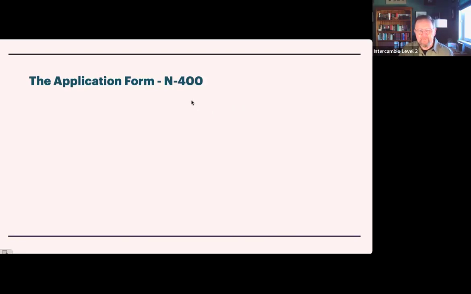The application form is a new form. It was just published the 1st of April, 2024. The old form had 20 pages. The new form only has 14. They've simplified things. They dropped a lot of the questions that I used to think were unnecessary, and evidently they did too, because they no longer include those questions. There are some definite advantages to the new form, I think.